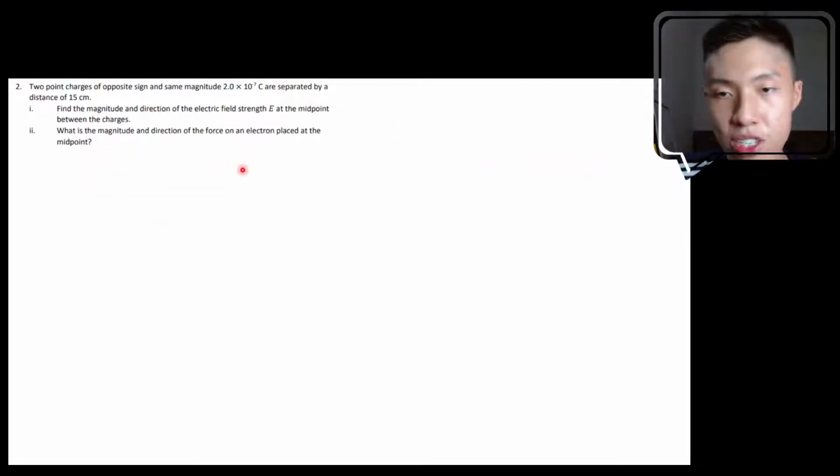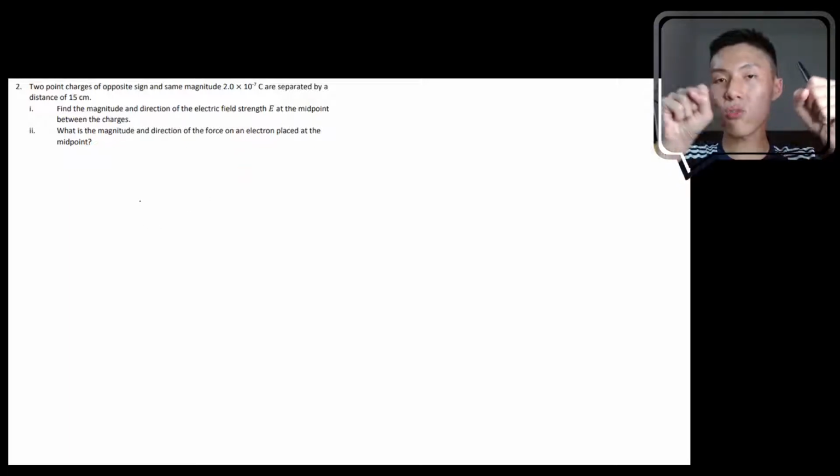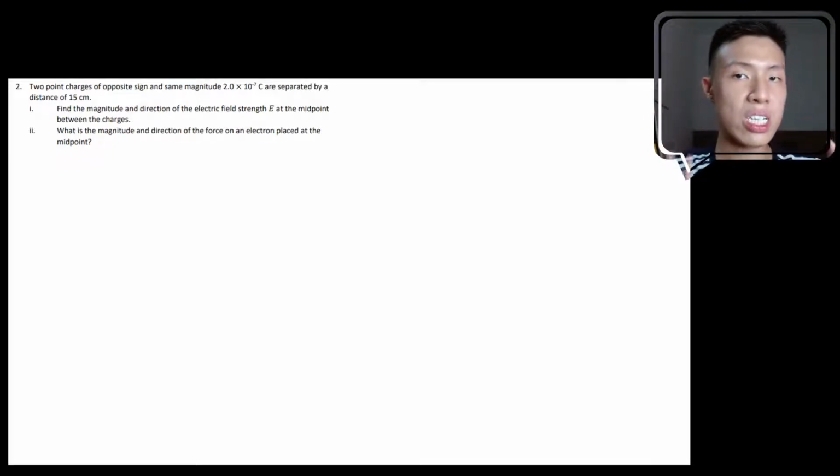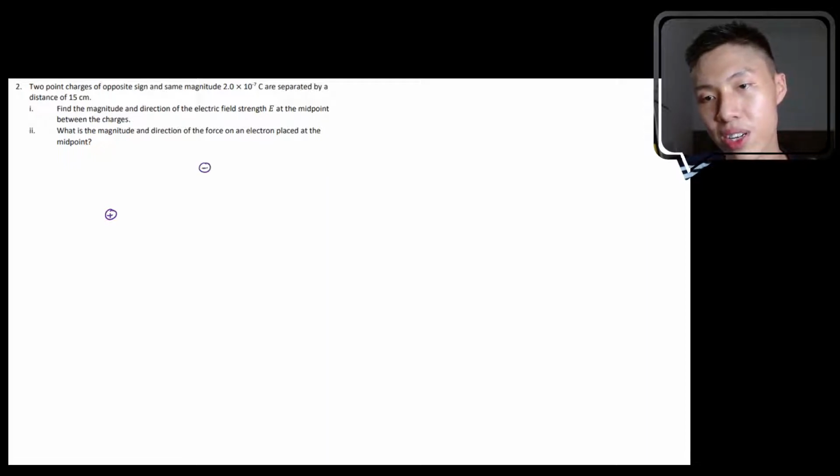Okay, so let's try to draw the situation. Since they don't mention that the two charges are lying on the x-axis or y-axis, we shouldn't assume that they are. So what I usually do is draw it in a simple orientation, in a straight line. So I'll take one charge to be over here, and another one to be over here.